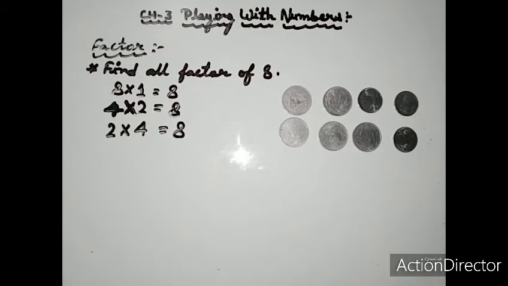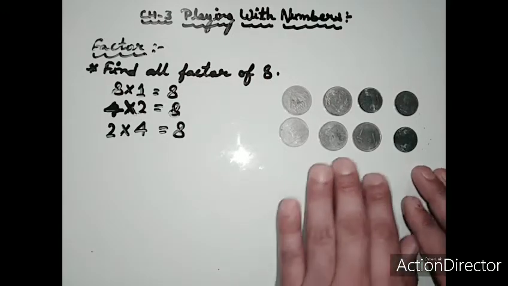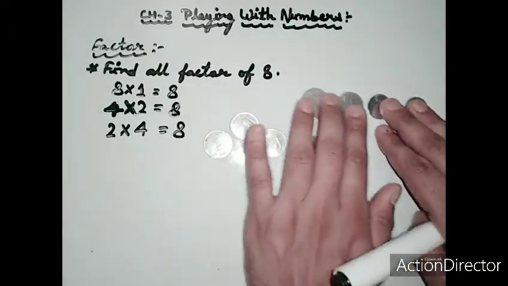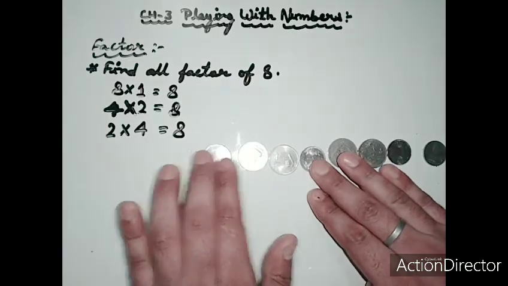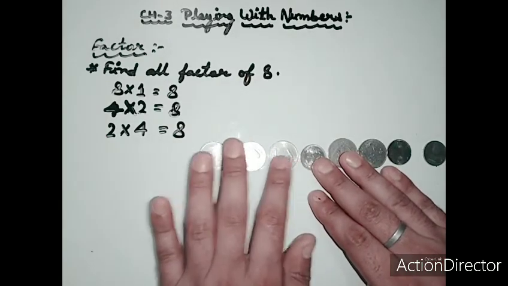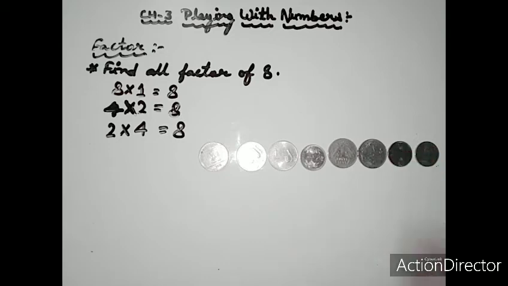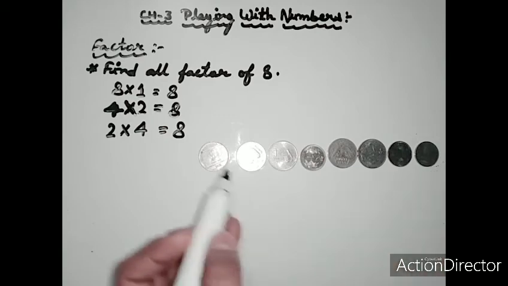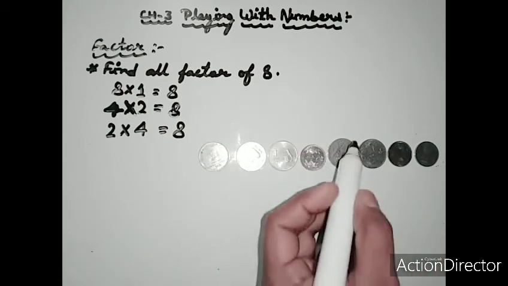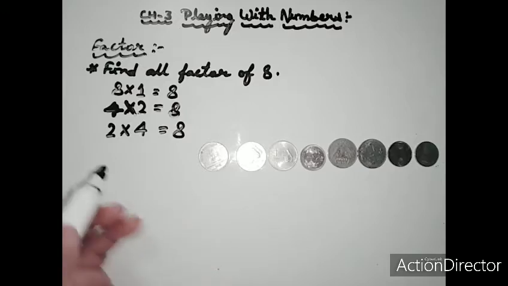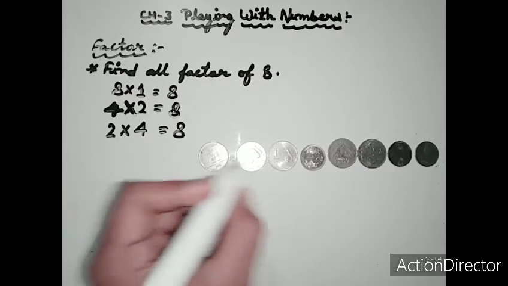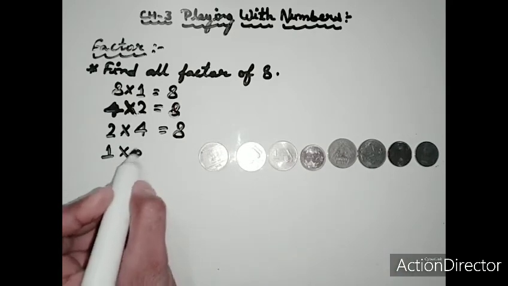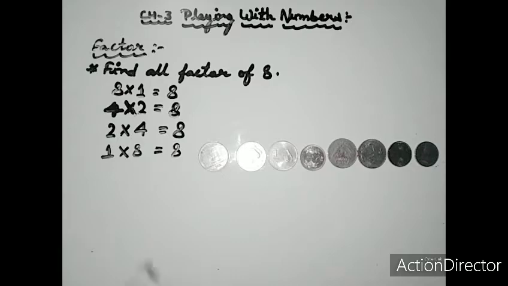Now we arrange all 8 coins in another way. We shift all the coins into one row. So the total number of rows here is 1 row and total 8 columns: 1, 2, 3, 4, 5, 6, 7, 8. So we write total number of rows 1, and this row has 8 coins. 1 eight is 8.